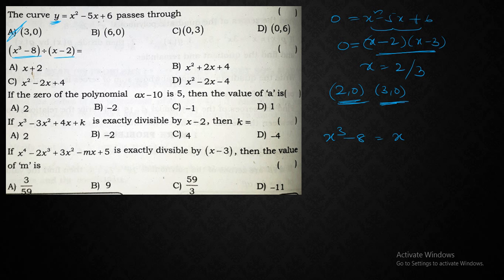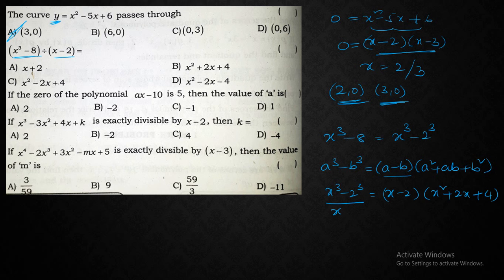So how can I write this x cube minus 8? As x cube minus 2 cube. It is in the form of a cube minus b cube. So if a cube minus b cube is there, I can write it as a minus b into a square plus ab plus b square, right? So if I change this into this particular form, then x cube minus 2 cube can be written as x minus 2 into x square plus 2x plus 2 square, which is 4.